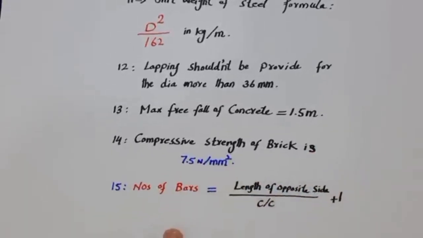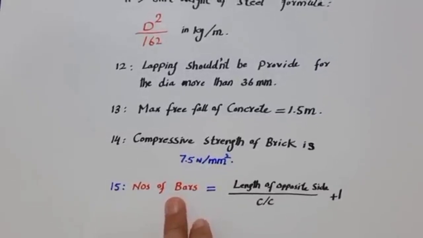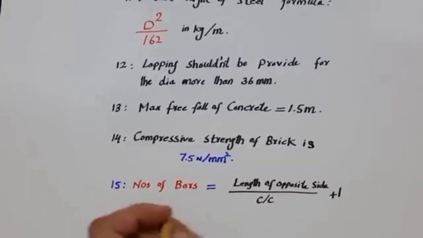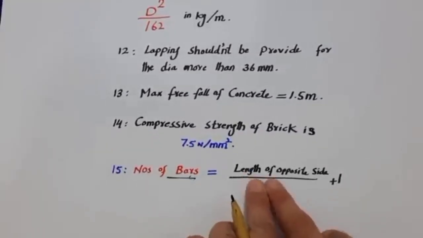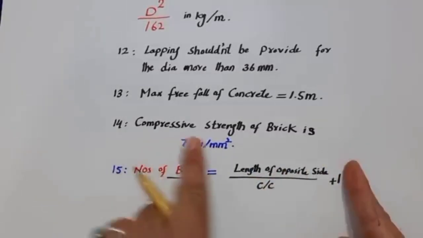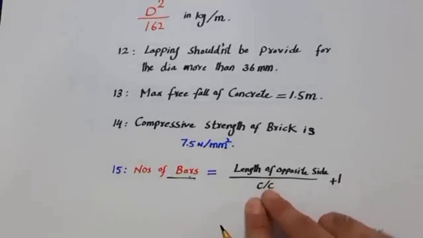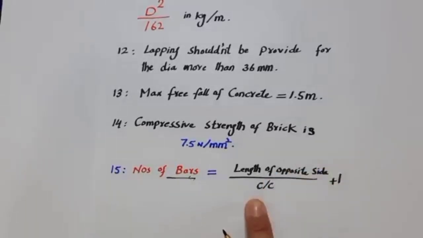Guys, the last one is number of bars. Sorry, not bricks, number of bars. So how can you find the number of bars? For example, in a slab, length of opposite side divided by spacing C/C plus 1, then you can find the total number of steel rods in the slab.